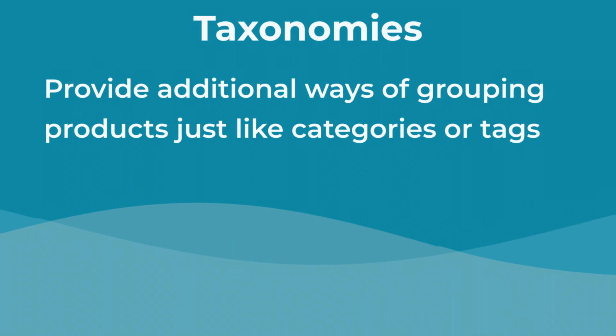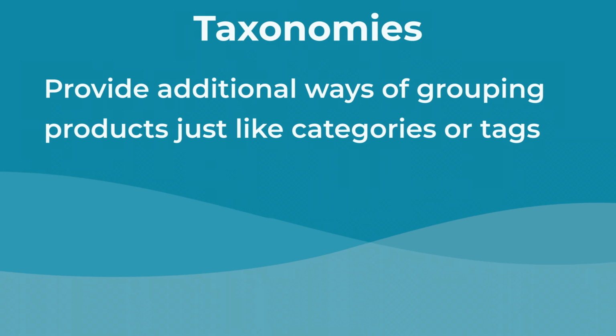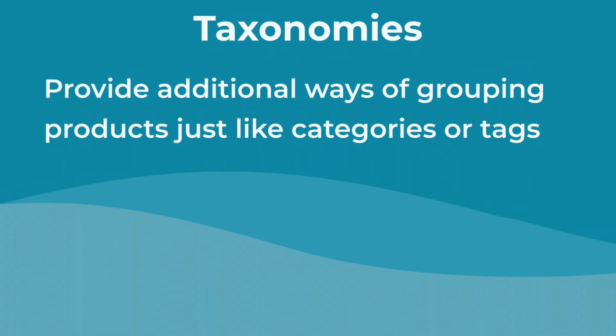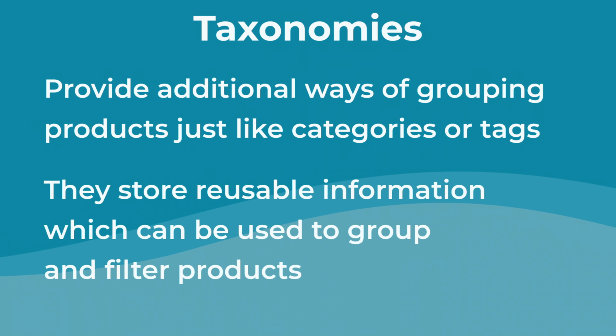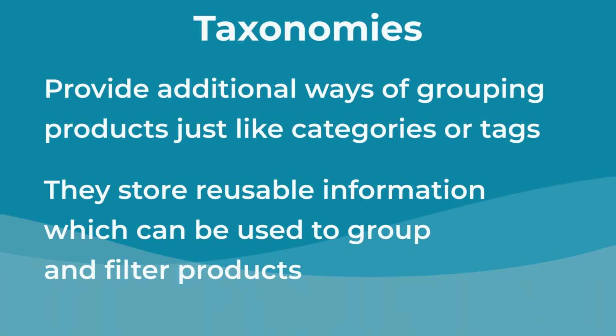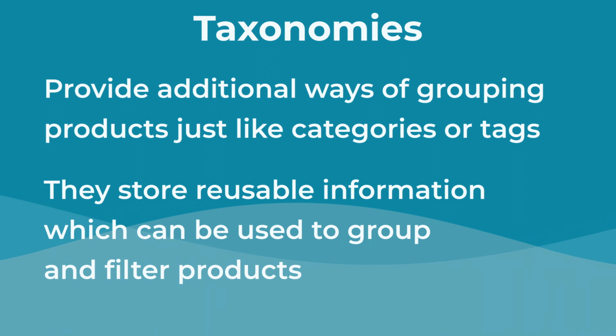Taxonomies provide additional ways of grouping and organizing products, just like categories or tags. They store reusable information, which can be used to group and filter products. This is what the coffee shop would use for details like coffee strength, aroma qualities, and so on. And once set up, customers can even filter by products which share those same attributes.